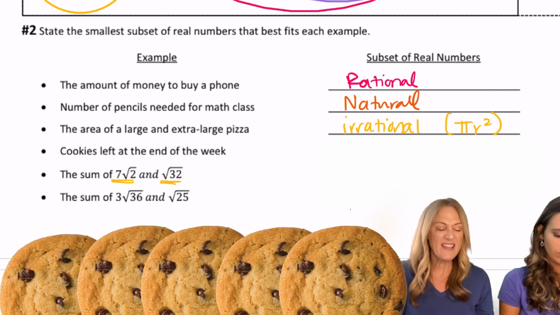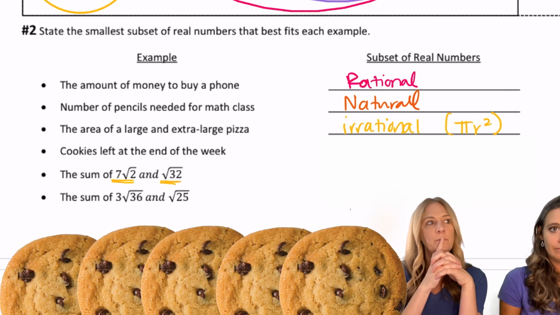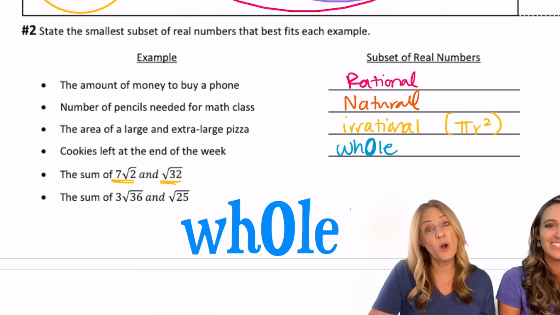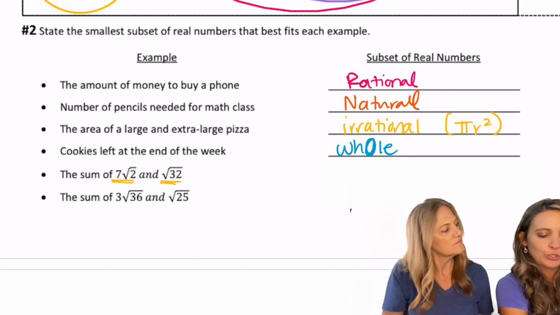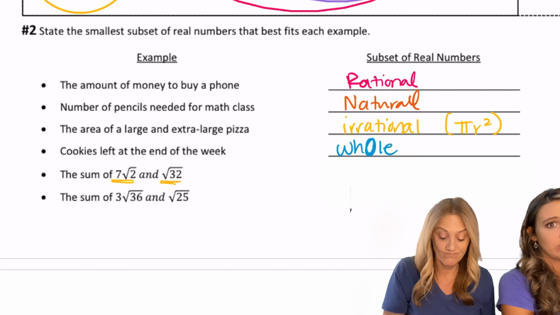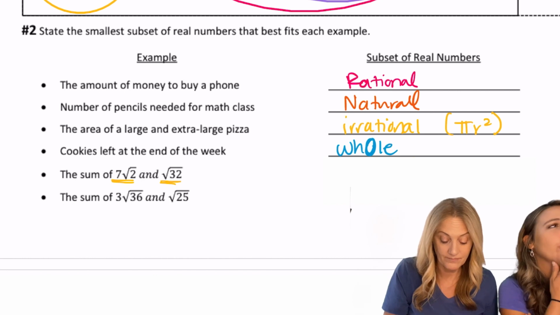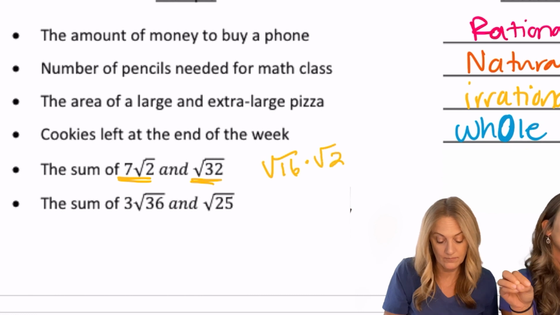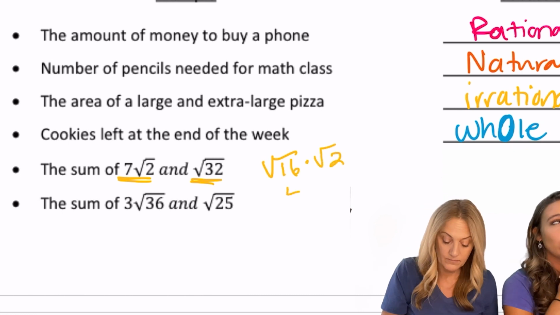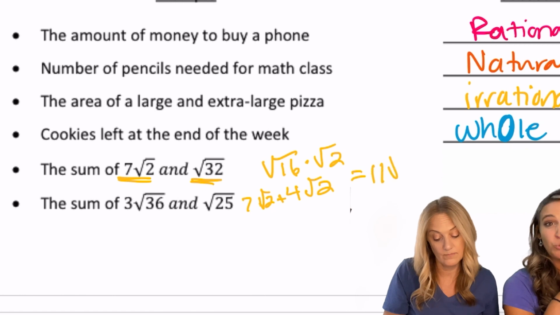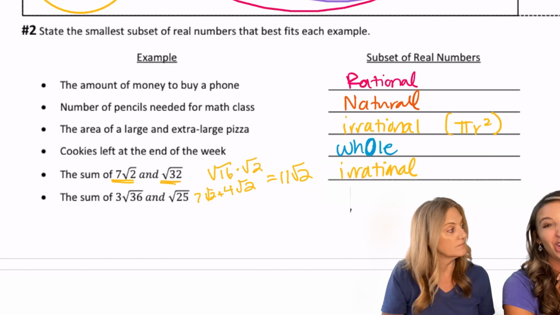Next one, cookies left at the end of the week. Well, I'd eat them all, so there would be 0 left. Okay, whole numbers. The sum of 7 root 2 and root 32. Well, we gotta simplify that root 32 first. Largest perfect square that goes into 32 is 16. So root 32 is really root 16 times root 2. The square root of 16 is 4. So we have 4 root 2 plus 7 root 2. Add their coefficients. That's 11 root 2. Oh, looks like it's still irrational.